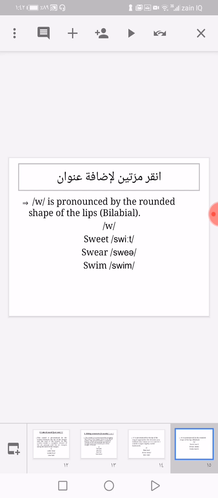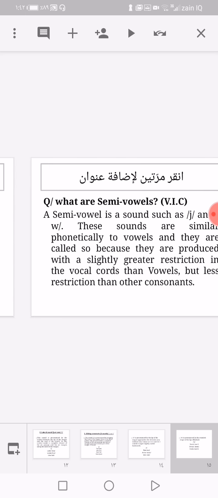By the rounded shape of the lips. For this purpose it is considered as a bilabial consonant, like sweet, swear and swim.